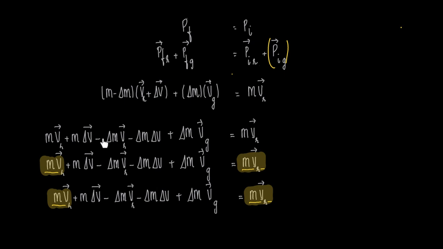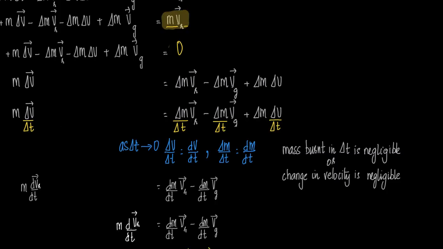If you observe this equation, we have two terms common on the LHS and the RHS, which means we can remove these two terms. All we're left with is m delta v minus delta m vr minus delta m delta v plus delta m vg equal to 0. Now we'll keep m delta v on the LHS and transpose every other term to the RHS. So minus delta m vr becomes plus delta m vr, minus delta m delta v becomes plus delta m delta v, and delta m vg becomes minus delta m vg.